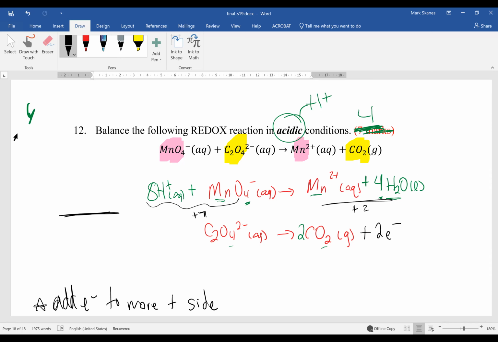And this is the hardest part of this whole question. How do we get a +7 to equal a +2? Just add 1 electron at a time. So +7, let's add 1 electron, it becomes +6. Let's add another, +5, +4, +3, +2. If I add 5 electrons here, it will cancel the charges.